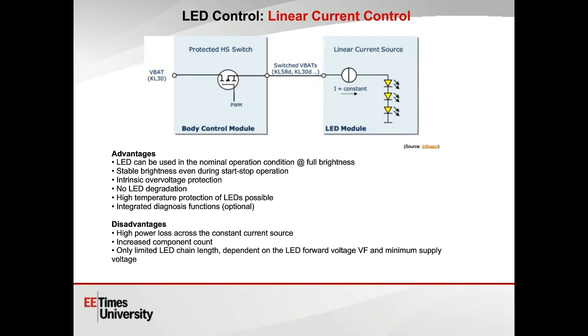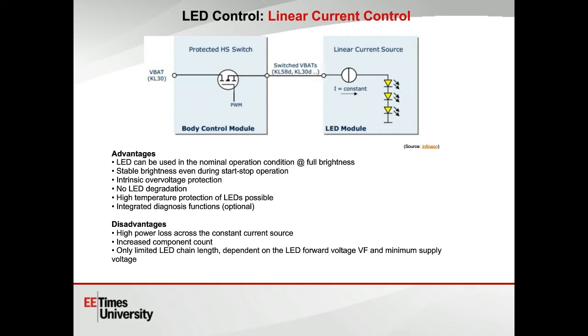A linear current source, as you see here in the LED module, provides a constant output current to the string, regardless of variations in battery voltage. And most sources of this type include various diagnostic functions. We'll talk a little bit about these later on. These include open and short circuit detection and potentially features such as PWM dimming control.